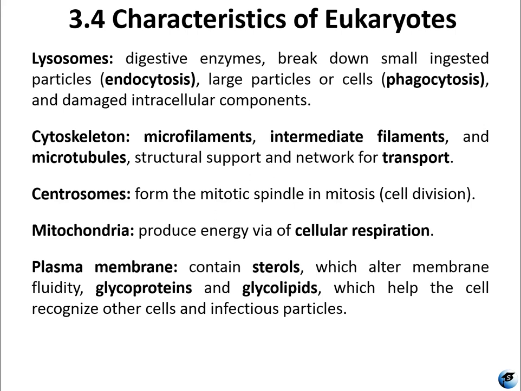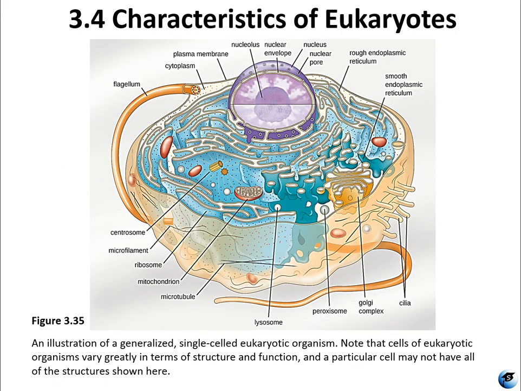And then, of course, plasma membranes in eukaryotic cells contain sterols, glycoproteins, and glycolipids. And here's a figure. This is from your book, 335. So if you were to look at this cell and you look at a prokaryotic cell, obviously eukaryotic cells are much larger. They're much more complex. They have much more moving parts. Okay, so it's a very big difference.